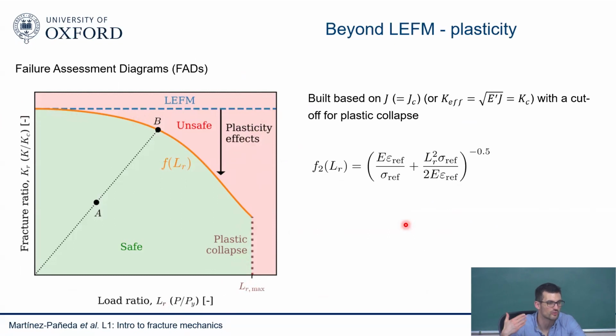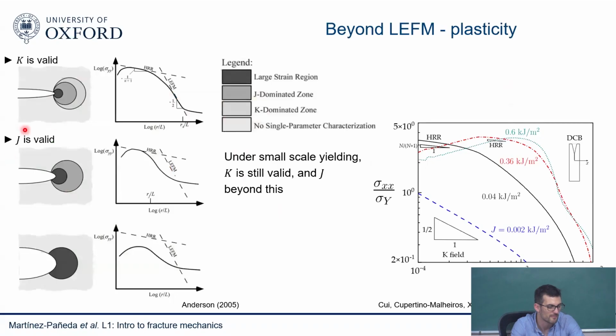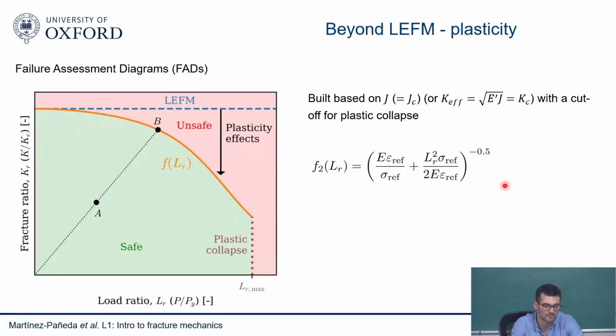It's all based on this concept of J. J can be related to the stress intensity factor. So you could define some sort of effective stress intensity factor that will give you an elastoplastic stress intensity factor based on this J integral. Because remember, there's a region where K is not anymore valid, but J is still valid. And when you take that, there's multiple approaches in the standards. Engineering standards have multiple approaches, but they all look something like this.